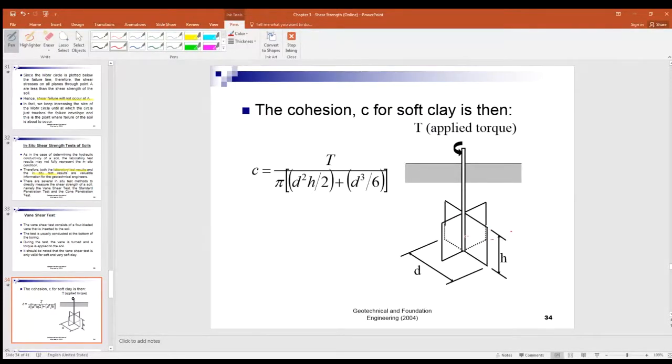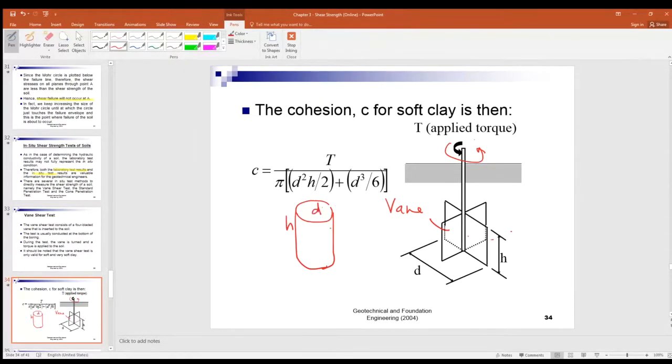That is the weight, the shear weight, and you rotate it. What will happen? The soil of a cylinder volume, that's H, the diameter D.